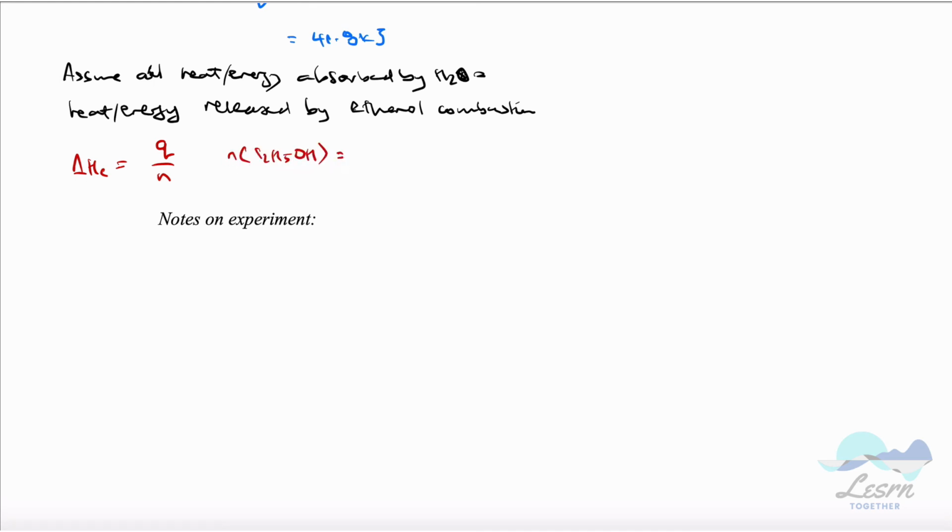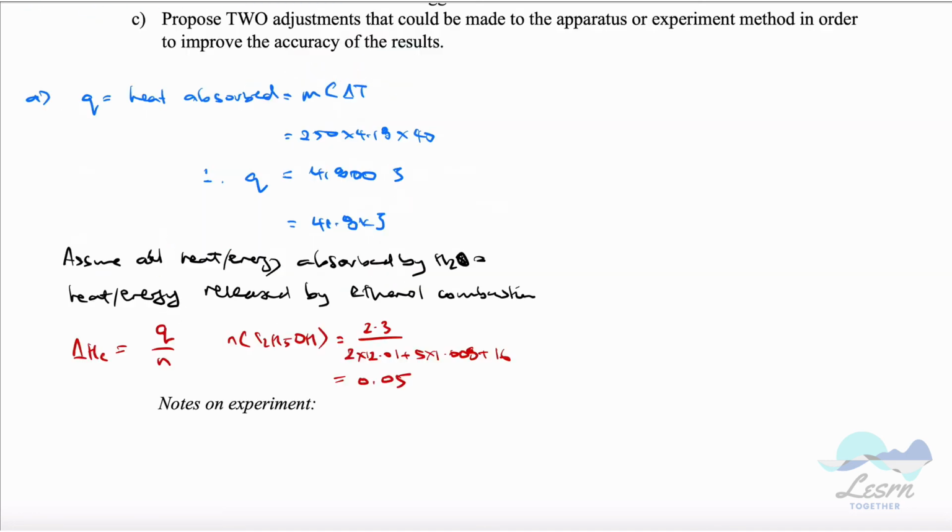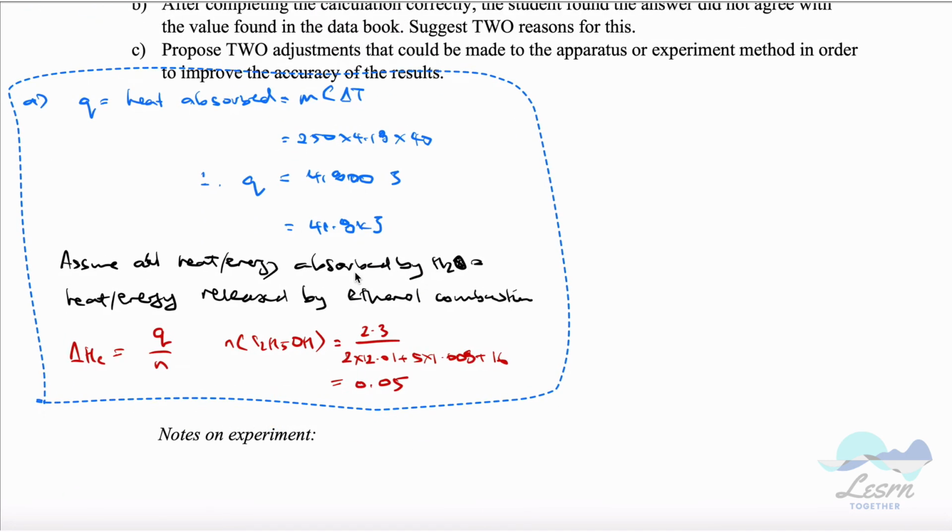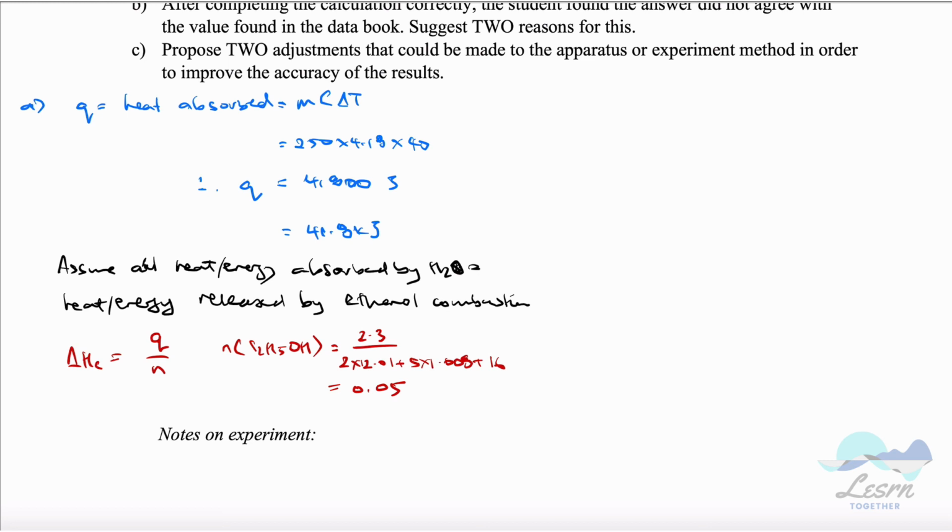C2H5OH. The number of moles of ethanol is equal to the mass, which was 2.3, divided by the molar mass of ethanol. And the molar mass of ethanol is going to be 2 times 12.01 plus 5 times 1.008 plus 16. If you plug all that into your calculator, you should get approximately 0.05 moles. Now, once we've got all that, we can plug it into this equation here, because we've got the number of moles and we've got our Q.